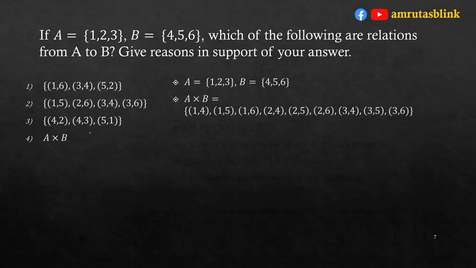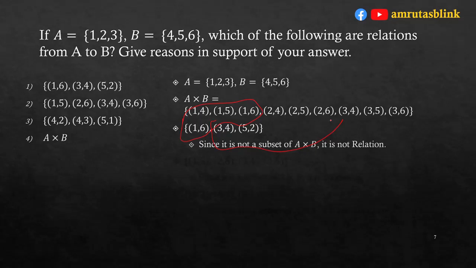then that set of elements will be a relation. Now, first one is (1, 6), (3, 4) and (5, 2). So, (1, 6) is there in the Cartesian product. (3, 4) is also there. (5, 2) is not there in Cartesian product of A and B. Hence, first set, that is {(1, 6), (3, 4), (5, 2)}, is not a relation.